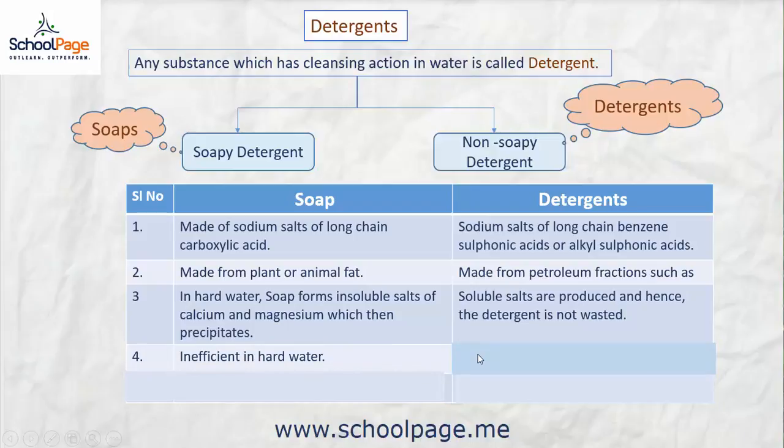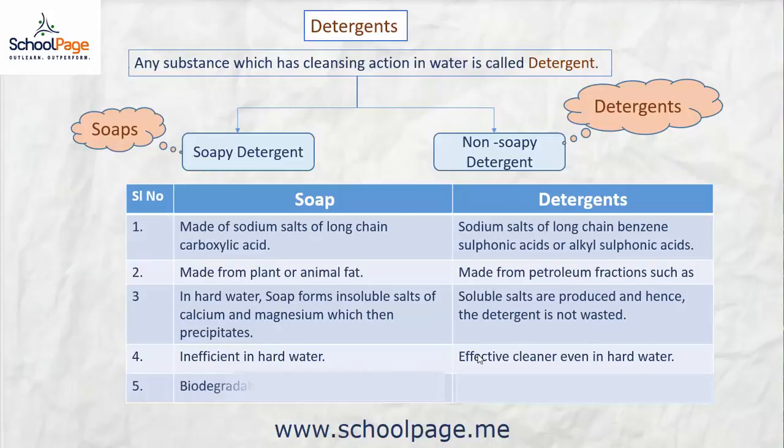Yes, soaps are inefficient in hard water, whereas detergents are effective even in hard water. Moving on, the next important difference is their biodegradability. Soaps are biodegradable and hence are quite environment friendly. They don't remain in the environment, whereas detergents are not biodegradable. Most of the detergents are not biodegradable and hence accumulate in the water resources, leading to the death of aquatic animals. Now we have understood the differences between soaps and detergents.